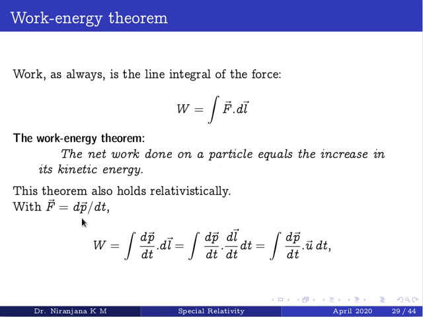So now, with force defined to be the rate of change of momentum, we will try to elaborate this integral. So work done is equal to the integral of dp by dt dot dl. And we will divide dl by dt and multiply it by dt to compensate. And you can see that dl by dt is nothing but u, which was the velocity of the particle, and dp by dt is the force.